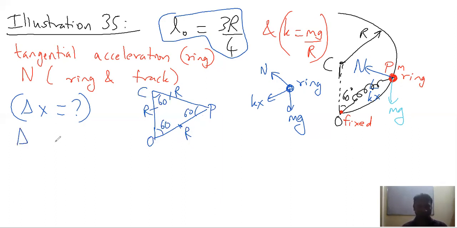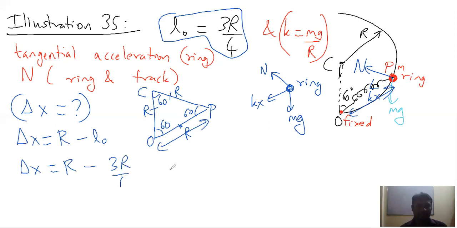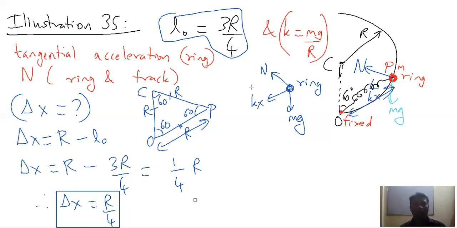So delta X will be R minus the natural length of the spring. Delta X is R, which is the length of the spring OP, minus the natural length 3R by 4. So the extension in the spring will be 1 by 4 R. So delta X comes out to be R by 4. This is our first equation: delta X is R by 4.